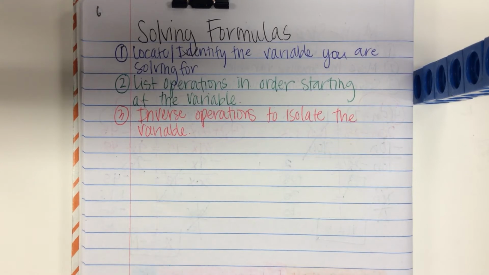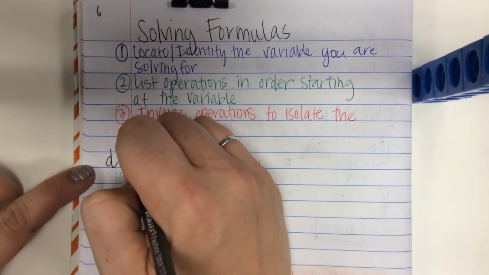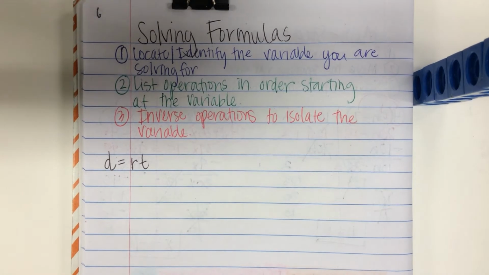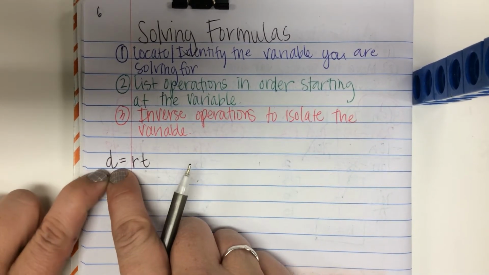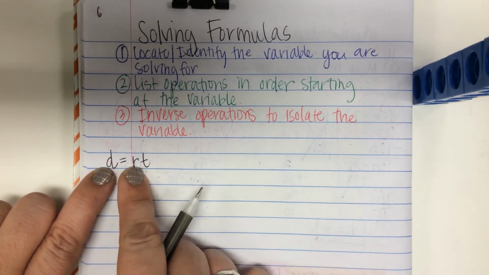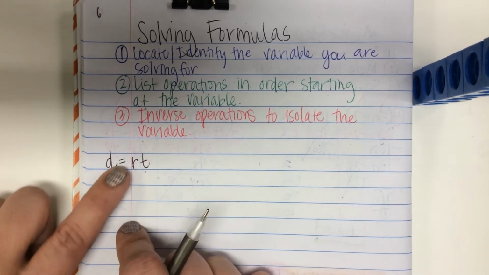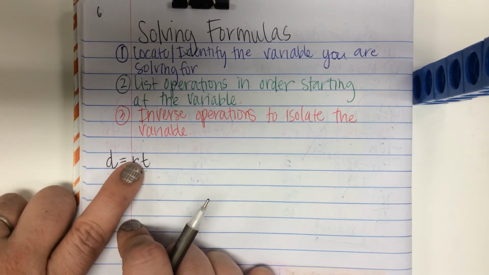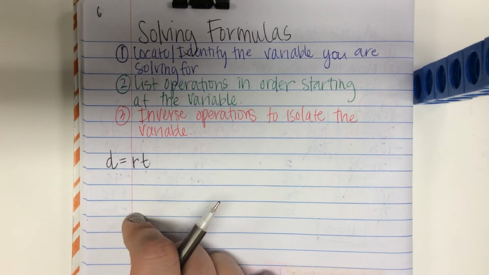The best way to do this is we're going to do 3 practice problems and we're going to start your homework together. For example, D equals RT. This is the formula for distance. The distance you covered is found by multiplying the rate times the time. D equals RT. Distance equals rate times time. How fast you go times how long you go tells you the distance you went.